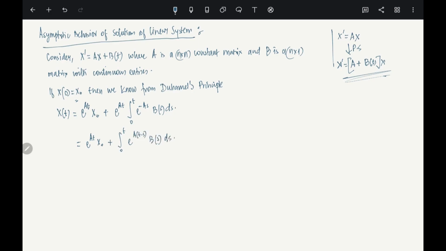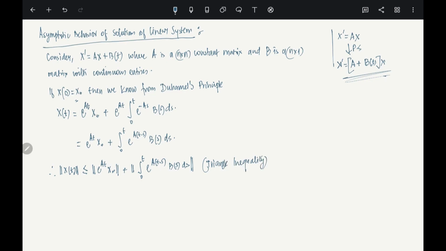Now let's look at what happens if we take the norm on both sides. The norm will be dominated by the norm of e to the power At times x naught, plus the norm of the integral 0 to t e to the power A(t minus s) b of s ds. We can write it like this using the triangle inequality.